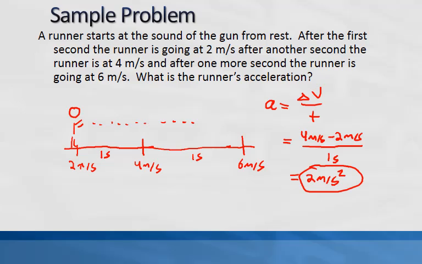Okay, so we know acceleration is the change in velocity over time, and so if we wanted to, the final velocity minus initial velocity: final 4, initial 2, or final 2, initial 0, or 4 to 6. Each second, they're getting faster and faster by 2 meters per second. So that's the acceleration there.